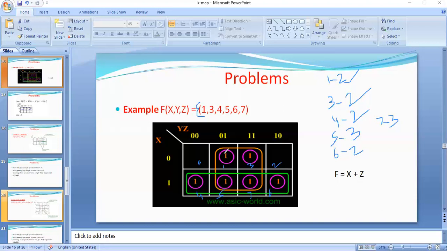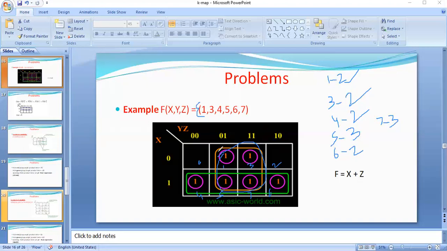See here, can we do 8 cells? No, there is no all ones in this K map. Okay, so after that, can we do 4? Yes, we can group these 4. I am pointing the pen here. We can group these 4.